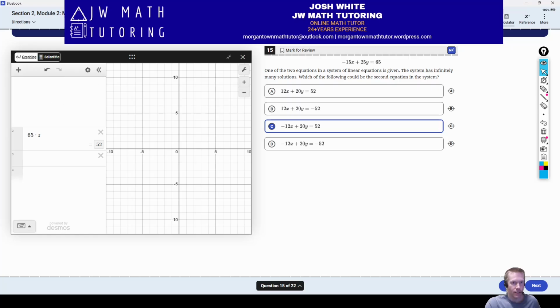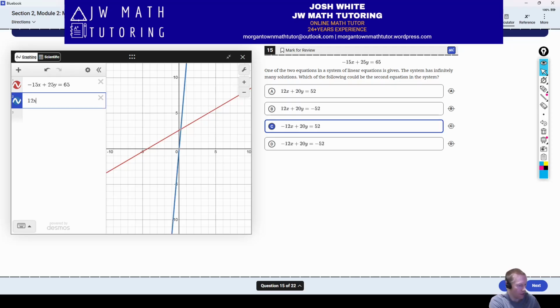Now, here is probably the much faster, quicker, easier way to do this, just straight in Desmos. Graph the lines out. There's the original line. Okay, here is answer choice A. I'm going to graph it. Does it overlap it completely, showing only one line? No. That's what I'm looking for with infinite solutions. So the answer is no.